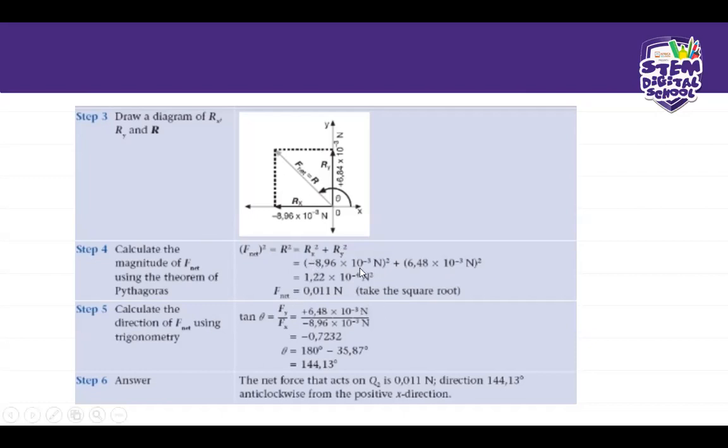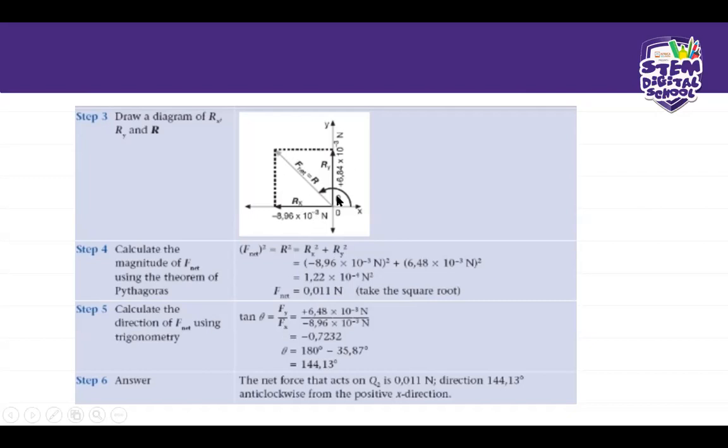So now moving on, because don't forget here we took a square root, because here it became a root because the r was also squared, right? So after this you put a square root and you got this. Okay, so from there we move on to calculate the direction of F net using trigonometry.